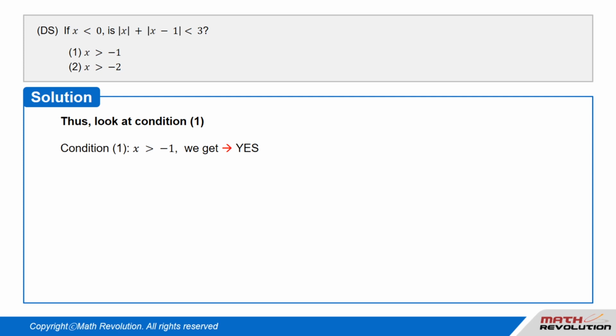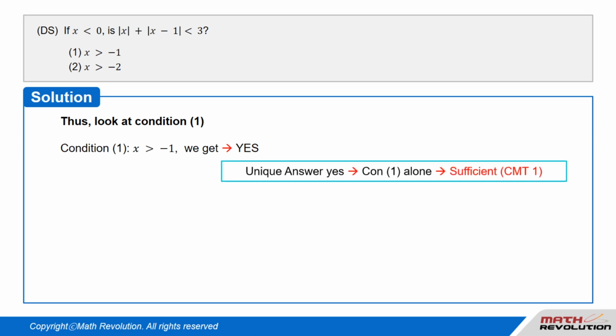Thus, let's look at condition 1, which tells us that x is greater than negative 1. This is exactly what we were looking for. The answer is unique, yes. So the condition is sufficient by CMT1, which means that the answer must be a unique yes or no.